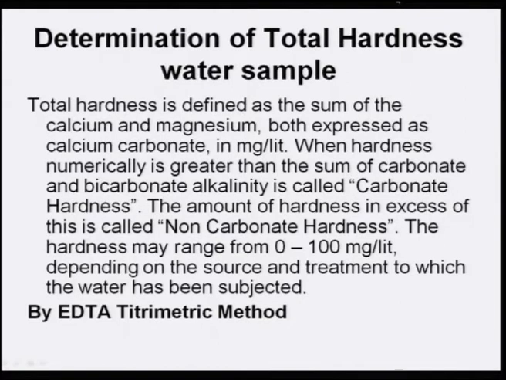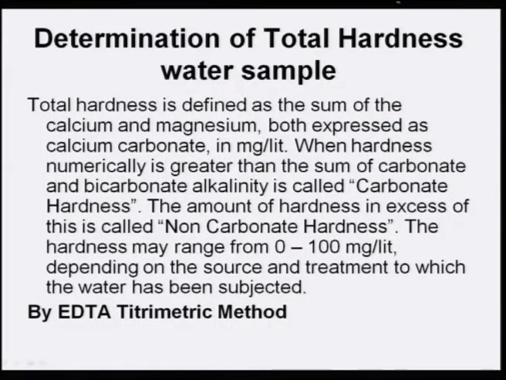Then the next parameter for the purity content of water is the determination of total hardness in a water sample. Total hardness: you must have often heard that this water is soft and this water is hard, and if the water is hard it cannot do a proper washing. What does this term hardness or softness of water actually mean?